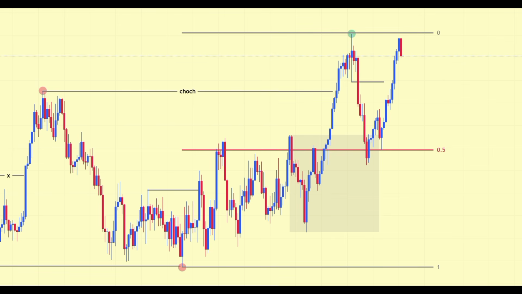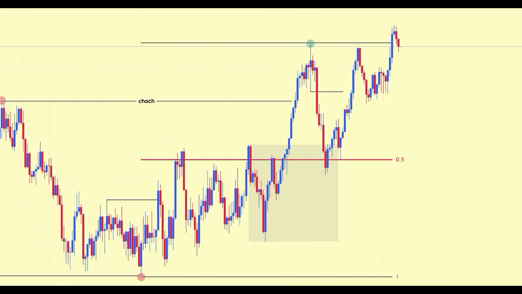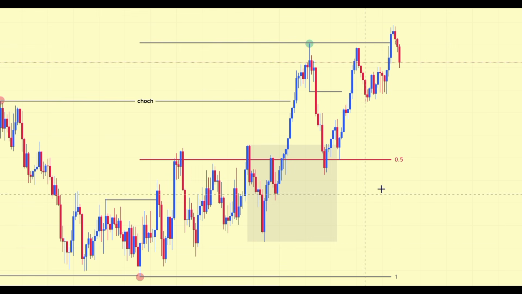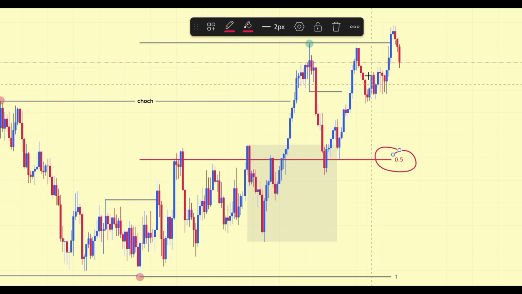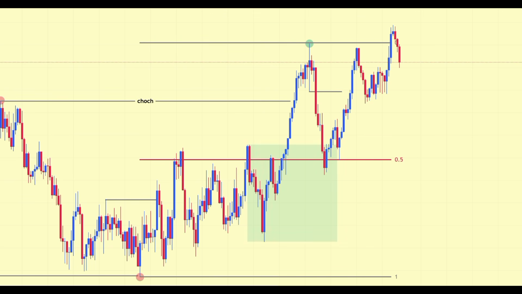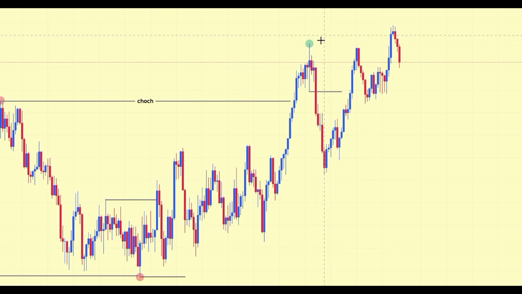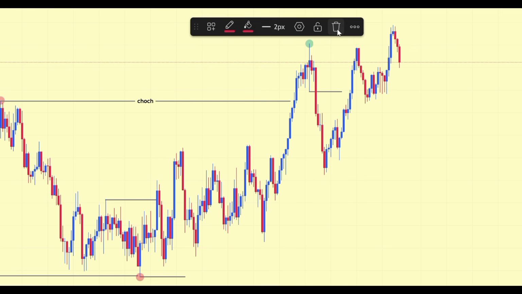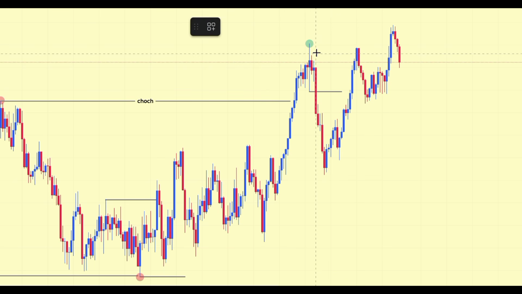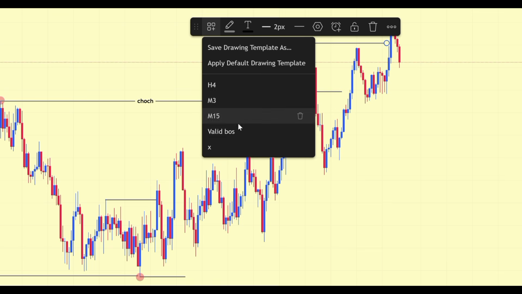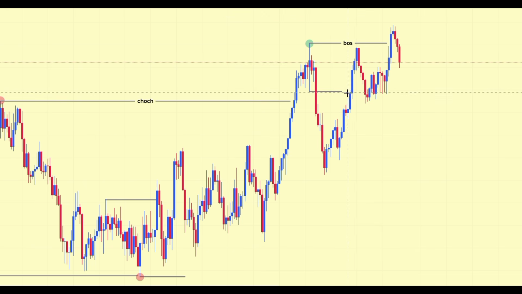You can clearly see price is still in our range, but then eventually price made a break past that high. So exactly right there, we can clearly see the retracement was deep. You can clearly see a 50% retracement. So this means that this one here is a valid break of structure. Let me mark this one here. Yep, so that's a valid break of structure. Exactly right there, that's a valid break of structure.